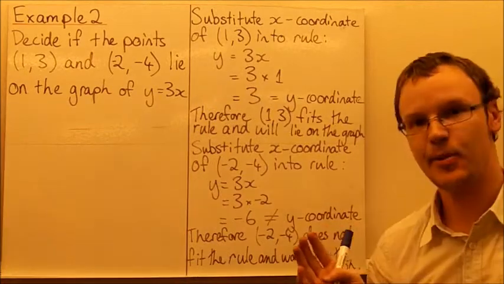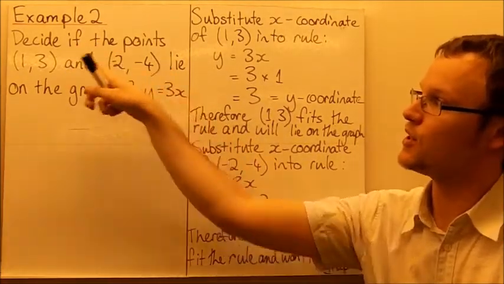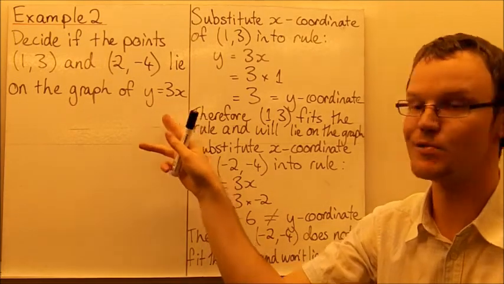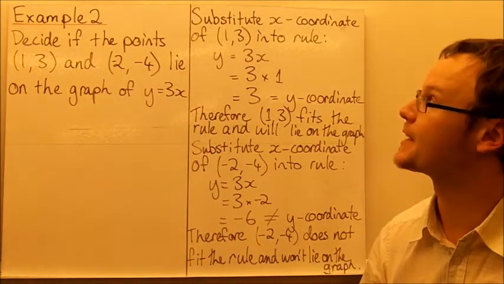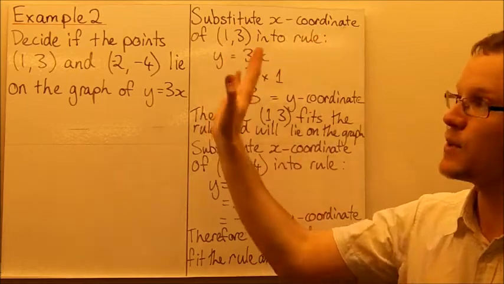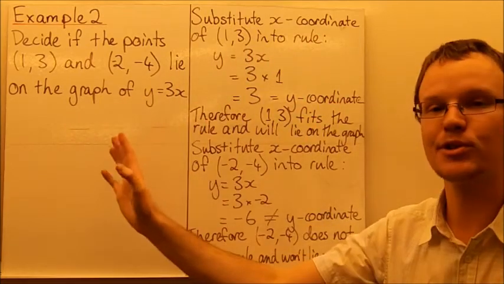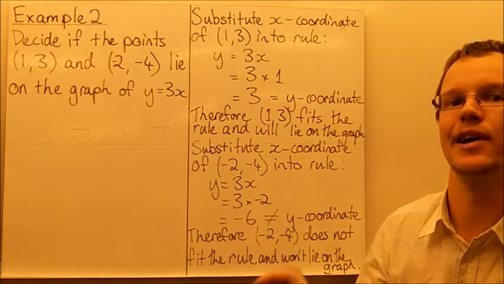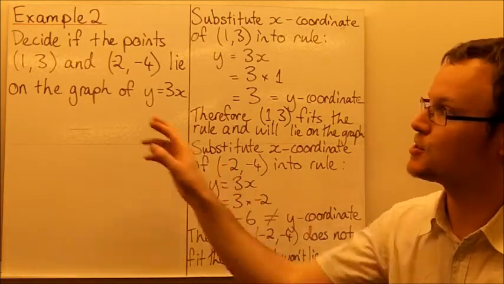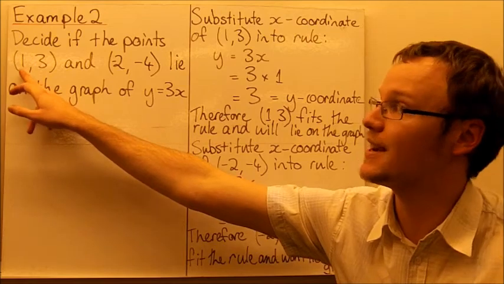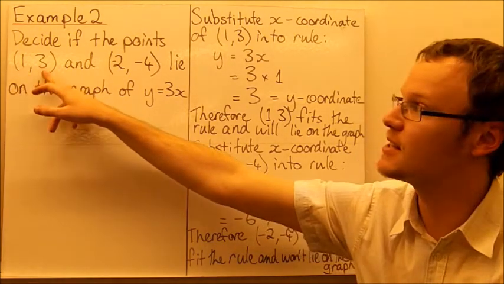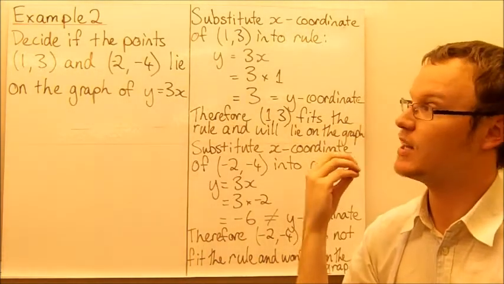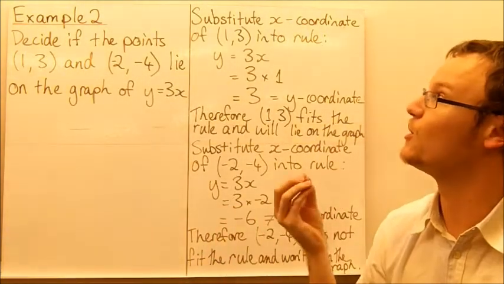In a second example, we need to decide if these 2 points lie on the graph of this rule, y equals 3x. Firstly, we could, if we wanted to, draw our graph and then plot the points and see if they lie on the line, but there is an easier way. We can just substitute our x value in here and see if we get the same y value. And if we do, it follows the rule and it must lie on the graph, on the line.